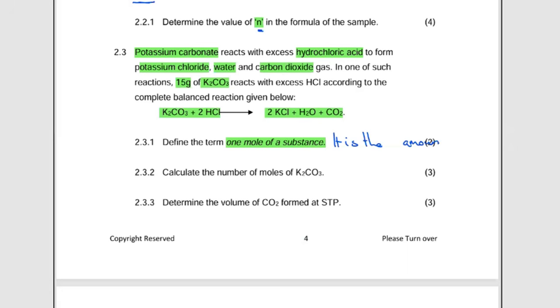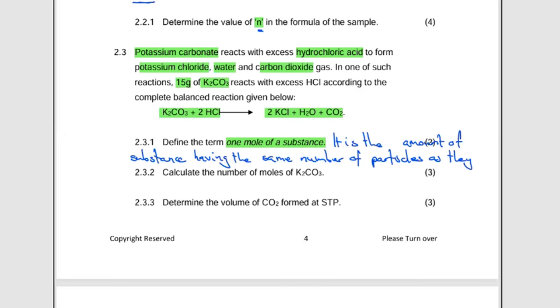It is the amount of substance there. Okay, so having the same number of particles, they are atoms in 12 grams of carbon-12, right? So this is how we actually define our 1 mole of a substance.